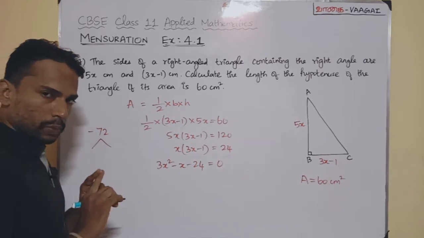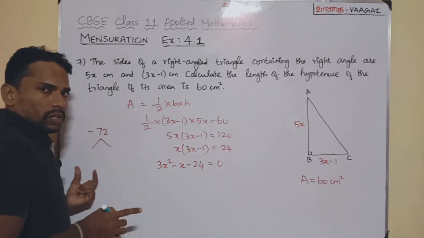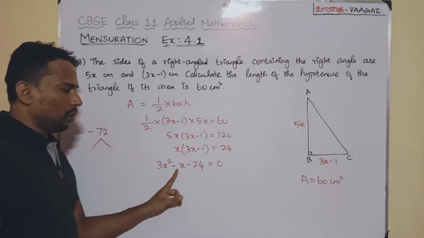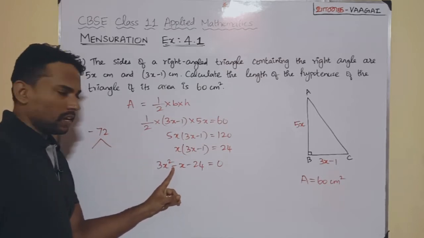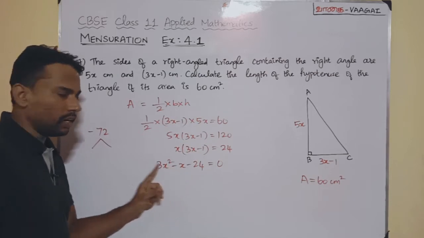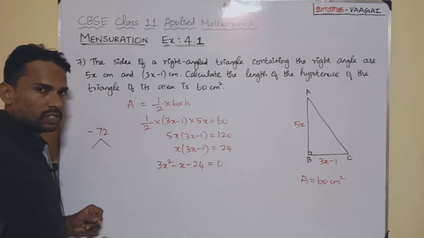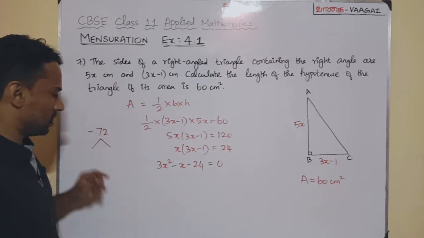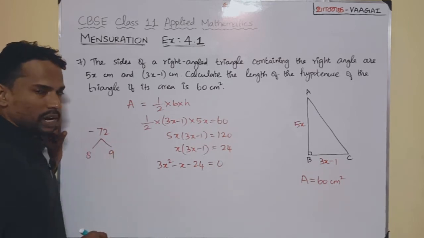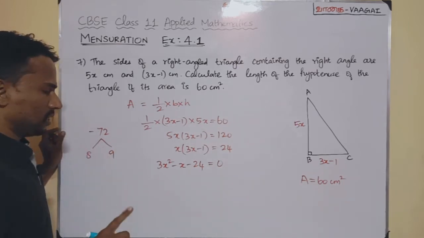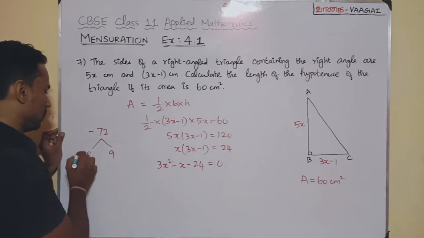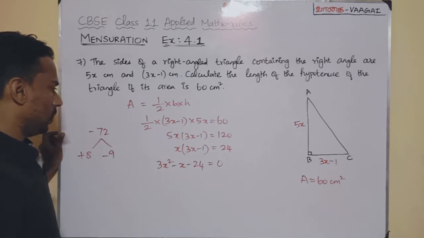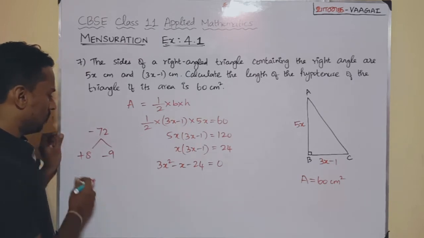So we need to break, or decompose, this minus 72 into two numbers in such a way that the sum of those two numbers should be minus 1, since I have minus 1x. In what way can we break this 72? Very simple, when you recall the tables itself, you can easily understand. 8 9s are 72, very simple. And at the same time I need a minus 1, so that means this is plus 8, this is minus 9. Simple, that's it.